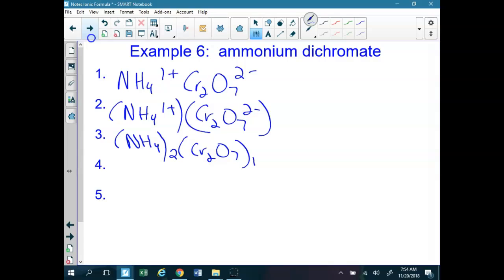Is there anything to reduce with a 1 and a 2? No. Nothing to reduce, so nothing for step 4, because 1 and 2 can't be reduced by a whole number. Now I have to clean up. Rewrite without 1s. So do I have to keep the parentheses around NH4? Yeah, because it's followed by a 2. So I'm going to keep NH4 2, but I get to get rid of the 1 and the parentheses around Cr2O7. If a parentheses is followed by a 1, you get rid of the 1 and the parentheses.